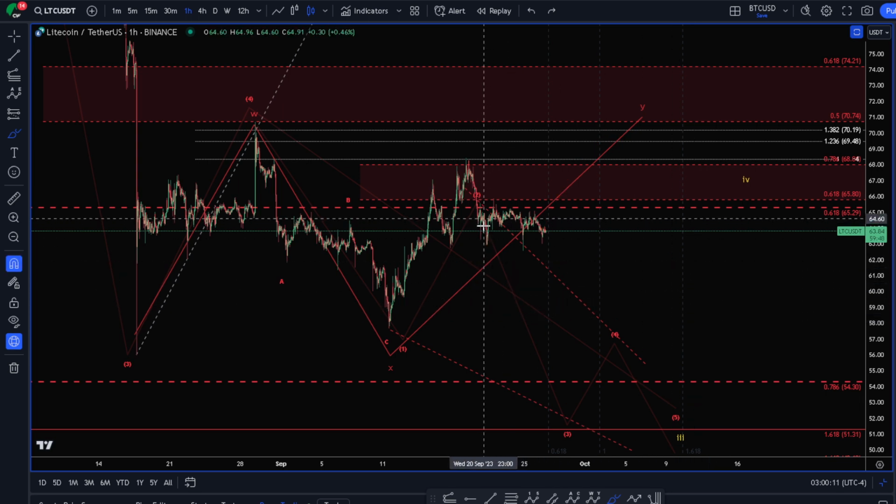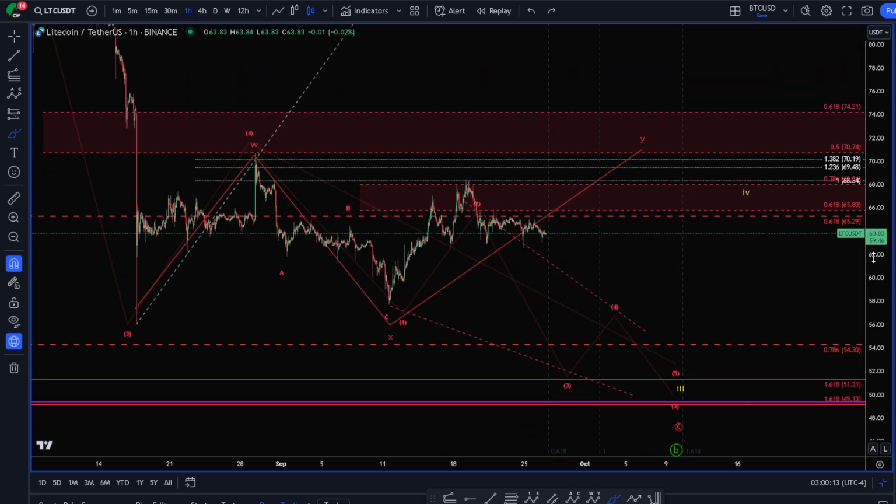The other thing we were looking for was an ending diagonal. There's problems with both. The first one with the ending diagonal is we came up higher than expected. Again, just a guideline, but the most probable area was the 618, and we hit the 786, so we came pretty high. The next issue I have is time.